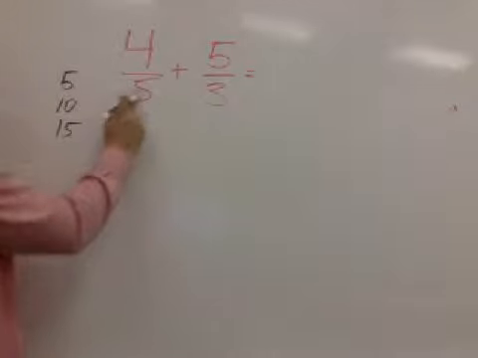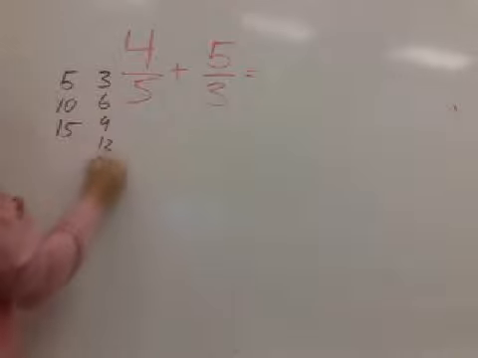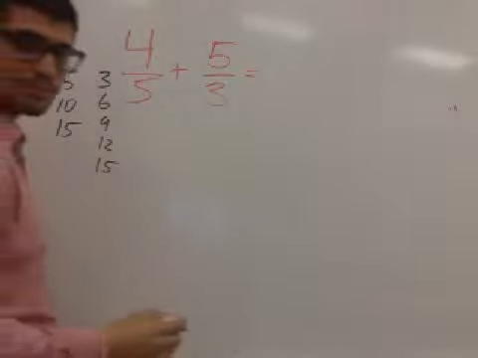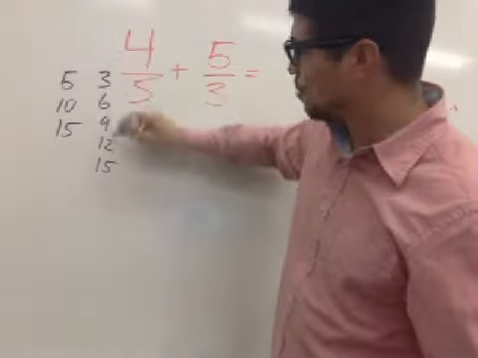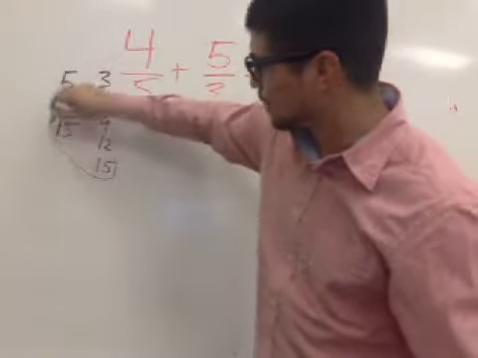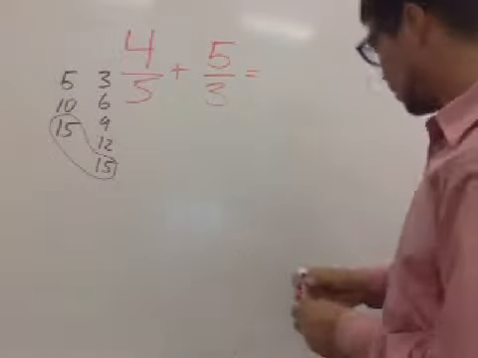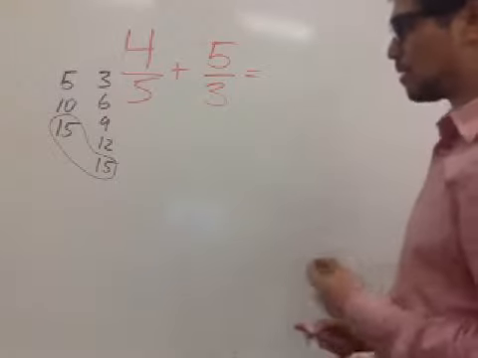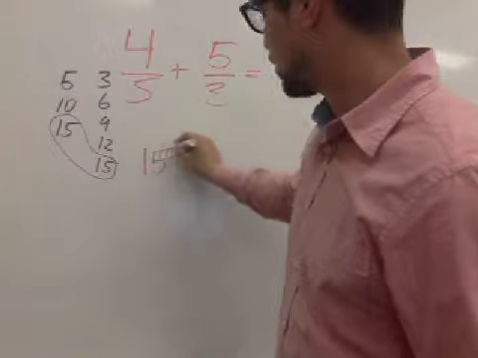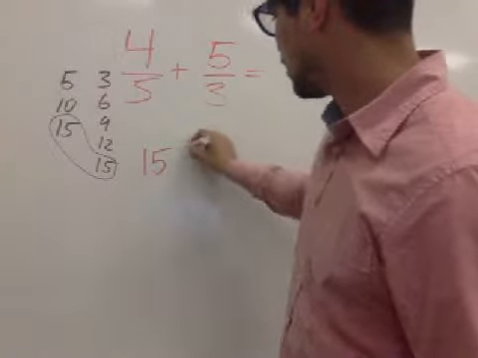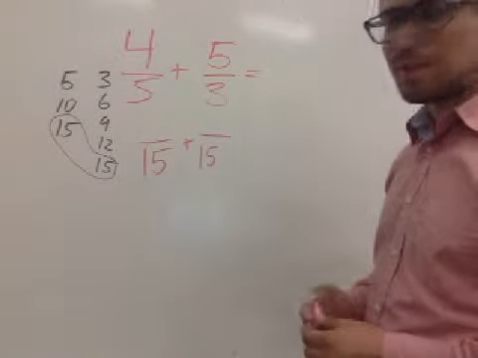Now, that is for 5. For 3, I have 3, 6, 9, 12, 15. After I've listed them out, I can see that the smallest number they have in common is 15. So I know that both of them are going to have 15 on the bottom. That's going to be my new denominator. So I have 15 and 15 as the new part of my problem.